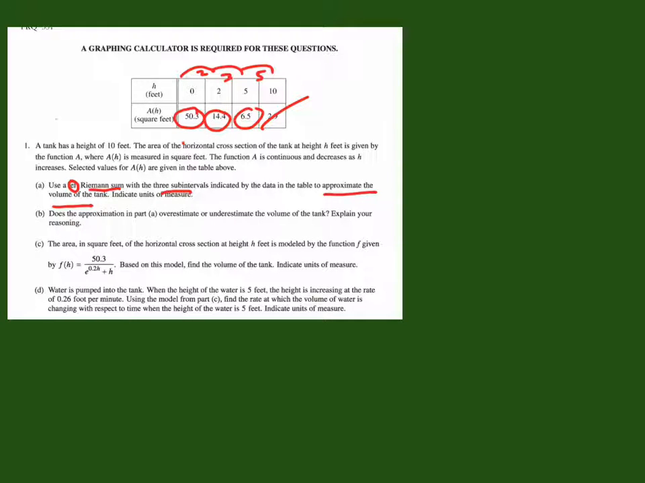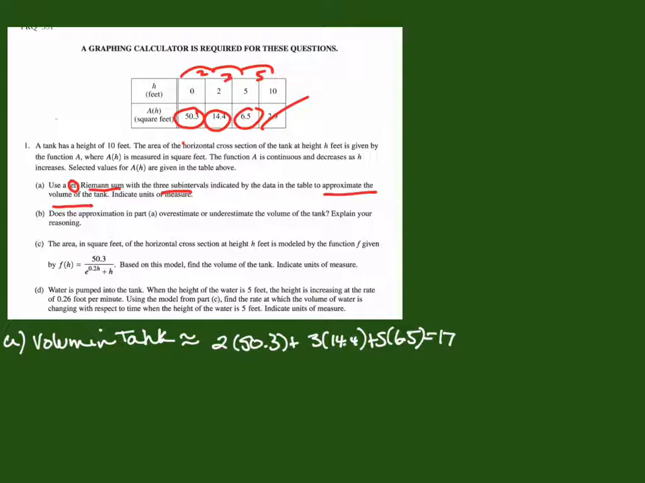All right, so for part A, the volume in the tank is approximately equal to 2 times 50.3 plus 3 times 14.4 plus 5 times 6.5, which equals 176.3 feet cubed. You get 1 point in this one for all your units right. So I'm going to put +1 units correct, so that would be for this feet cubed.